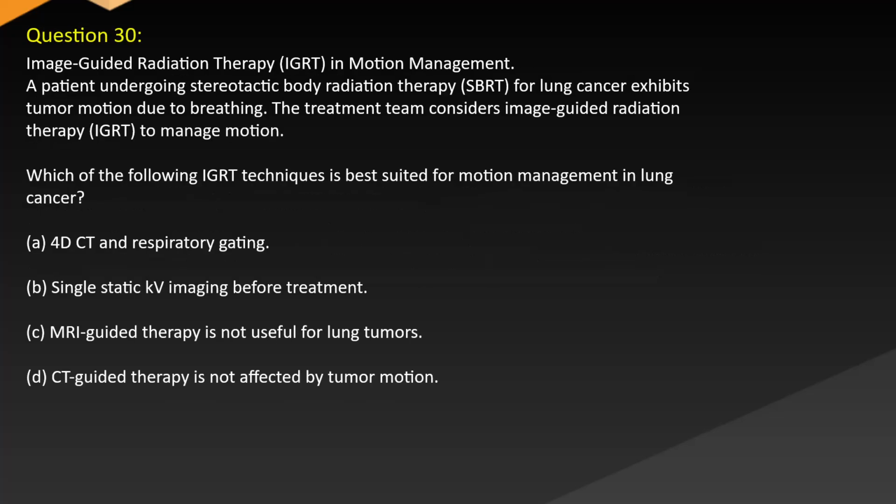Question 30. Image-guided radiation therapy in motion management. A patient undergoing stereotactic body radiation therapy (SBRT) for lung cancer exhibits tumor motion due to breathing. The treatment team considers image-guided radiation therapy to manage motion. Which of the following techniques is best suited for motion management in lung cancer? A. 4D CT and respiratory gating. B. Single static kV imaging before treatment. C. MRI-guided therapy is not useful for lung tumors. D. CT-guided therapy is not affected by tumor motion.